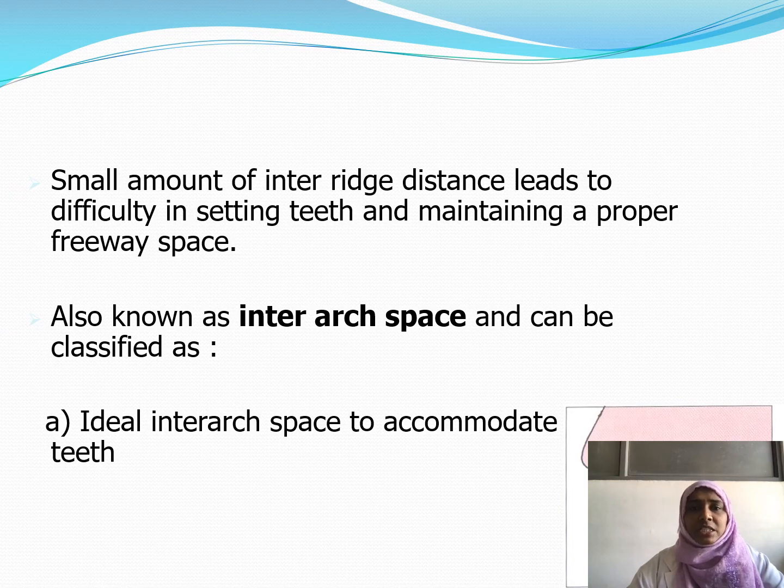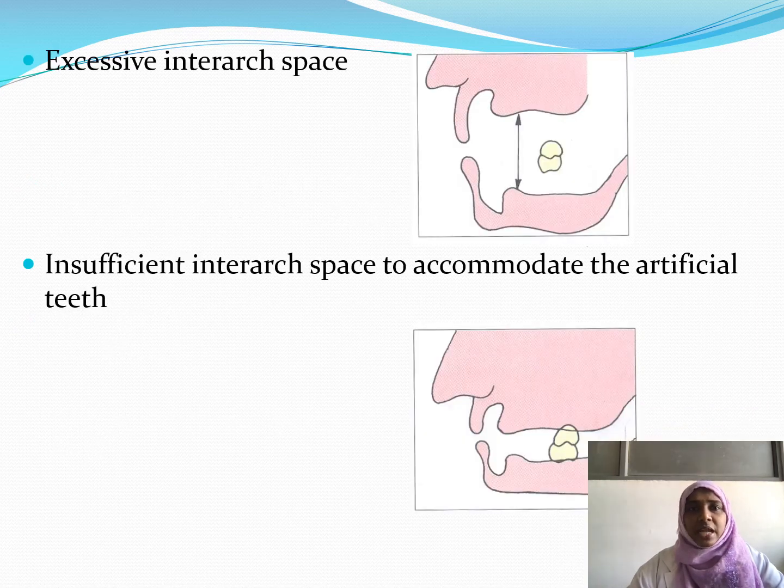Also known as inter-arch space, it can be classified as either adequate inter-arch space to accommodate the teeth, excessive inter-arch space, and insufficient inter-arch space to accommodate the artificial teeth.